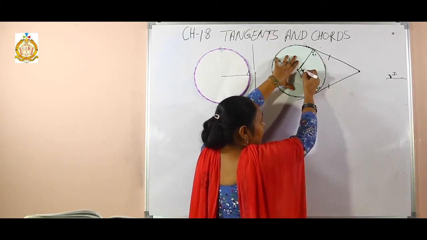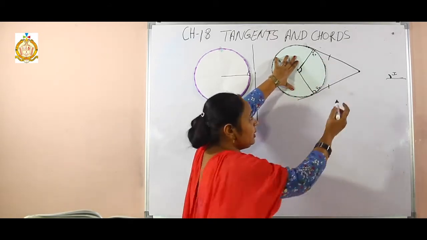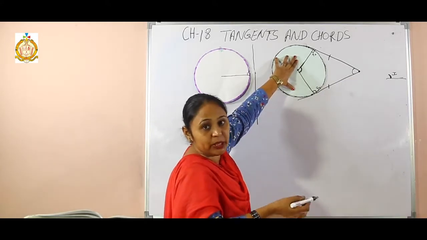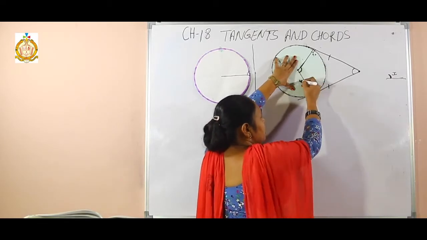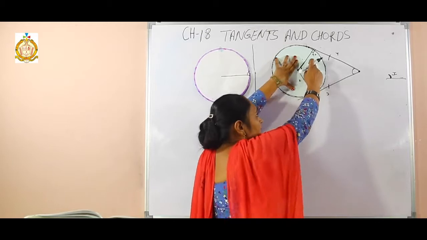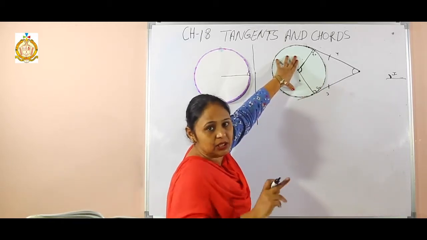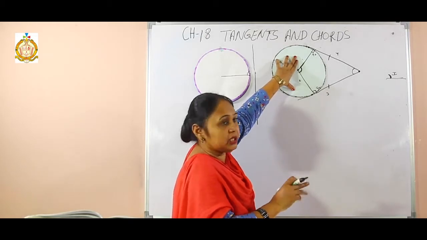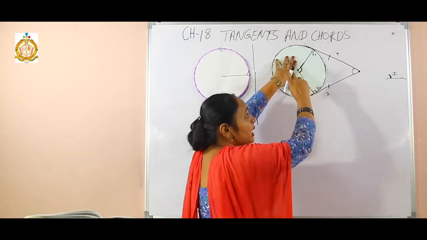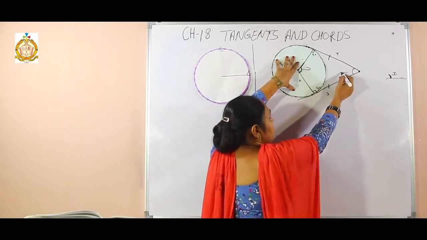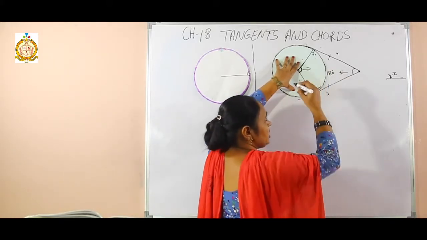That means the angle at the center and the angle between the tangents are supplementary angles. Why? Because see, this is first, second, third and fourth, so it becomes a quadrilateral, and two angles we know are 90 degrees. I know the sum is 360 degrees, so the remaining is 180 degrees. It means the angle at the center and the angle between the tangents are supplementary angles. This and this become 180 degrees.